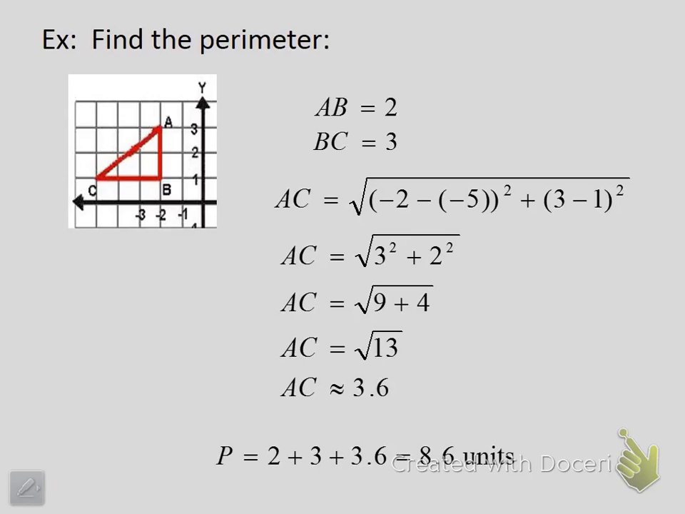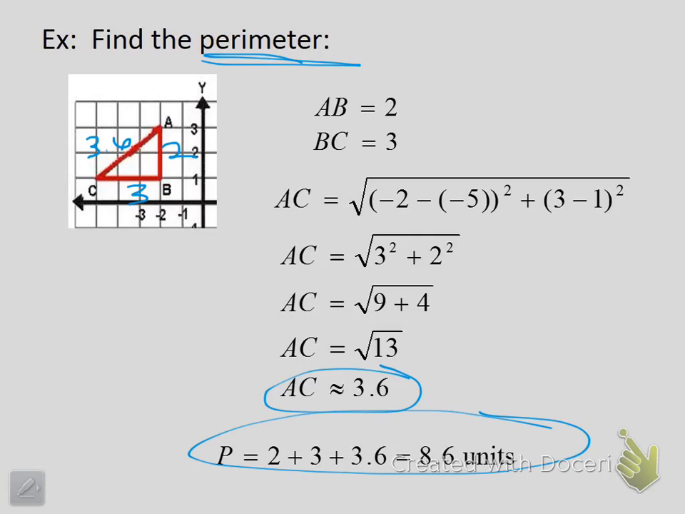Okay, so this simplified out. We got 3 squared plus 2 squared, which is 9 plus 4, which is the square root of 13. You can type that in your calculator to have it be 3.6. So right now we have our 3.6, our AB is 2, and our BC is 3. Okay, so our equation, we are just going to be adding up all the sides because we're trying to find the perimeter. Okay, if I was trying to find the area of the triangle, we'd do 1/2 base times height. But you have to see what it's asking for. We're asking for the perimeter. So you add up all the sides to get the 8.6 units.